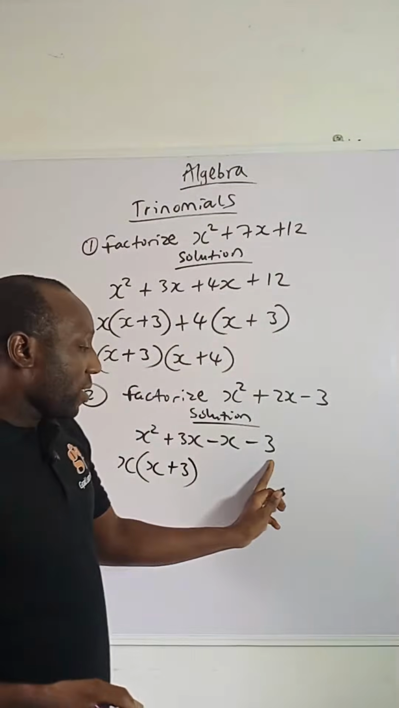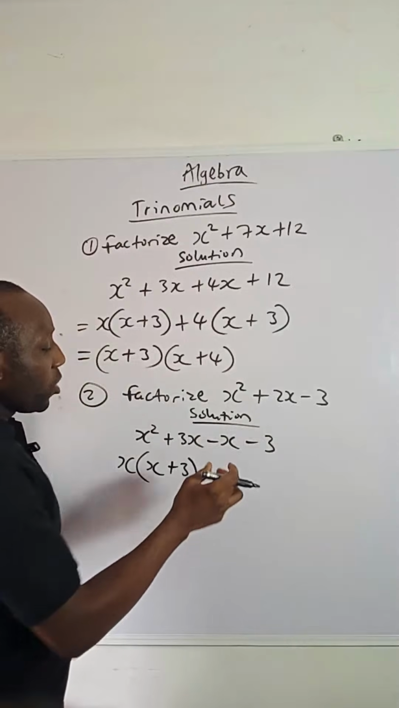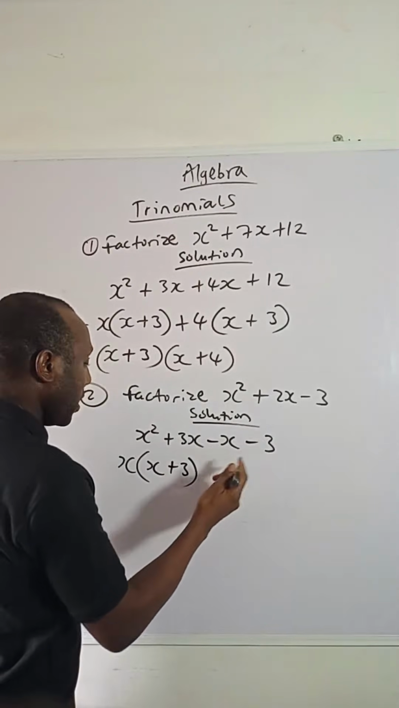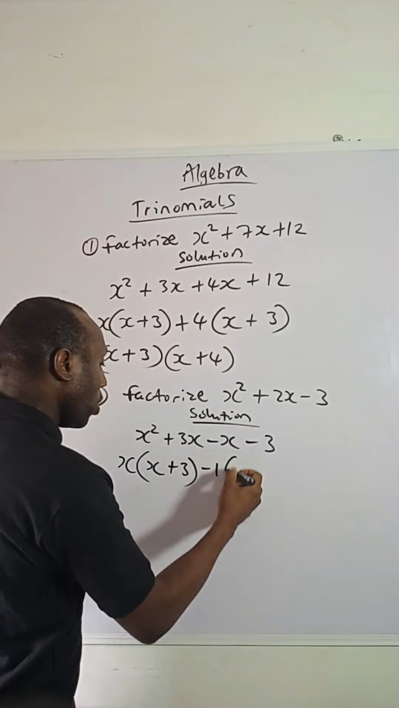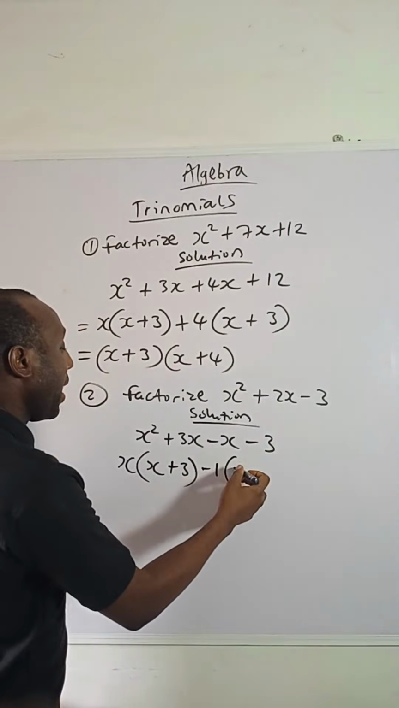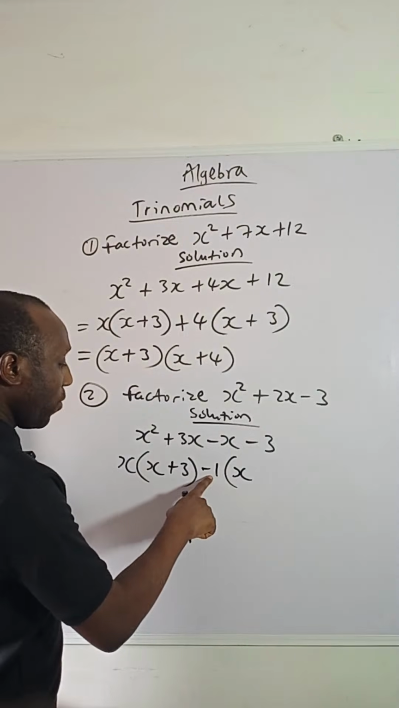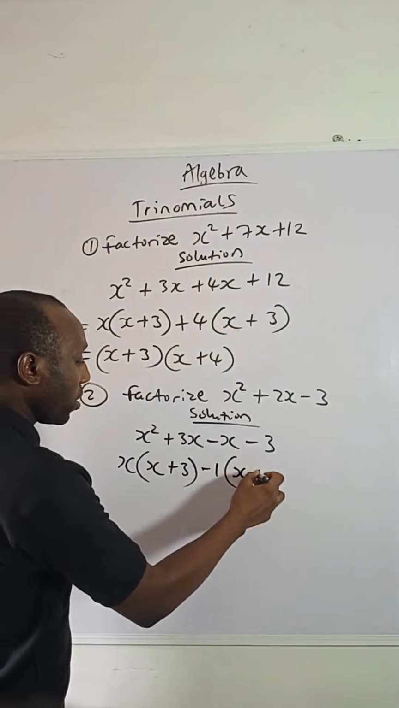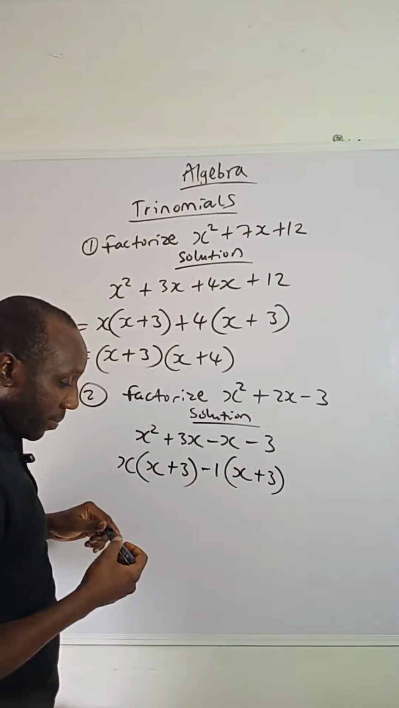So we come to these last 2 terms. What is common between negative x and negative 3 is what? Negative 1. Open a bracket. Negative 1 into negative x is what? X. And negative 1 into negative 3 is what? Plus 3. You see that?